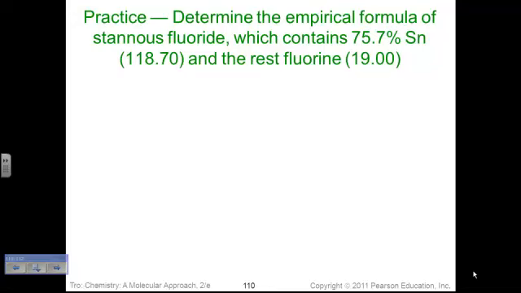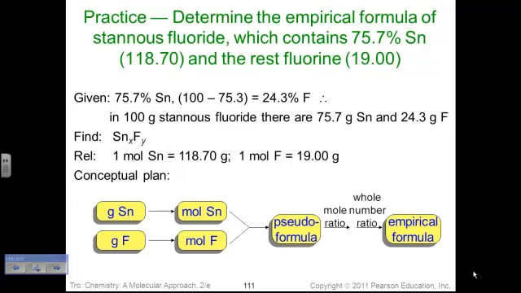Right, back at it. I hope that your answer is ready to check now that you've started the video lessons up again. We were asked to determine the empirical formula for a compound made of 75.7% by mass of the element tin. Its atomic weight was provided right off the periodic table of 118.70. And the rest of that would be fluorine, so 100 minus 75.7% gives us the rest of the percentage by mass of fluorine. So that was where the 24.3% by mass came in.